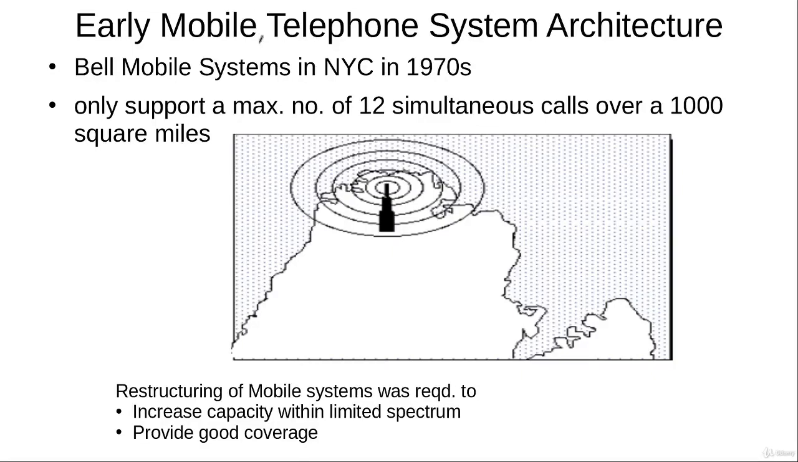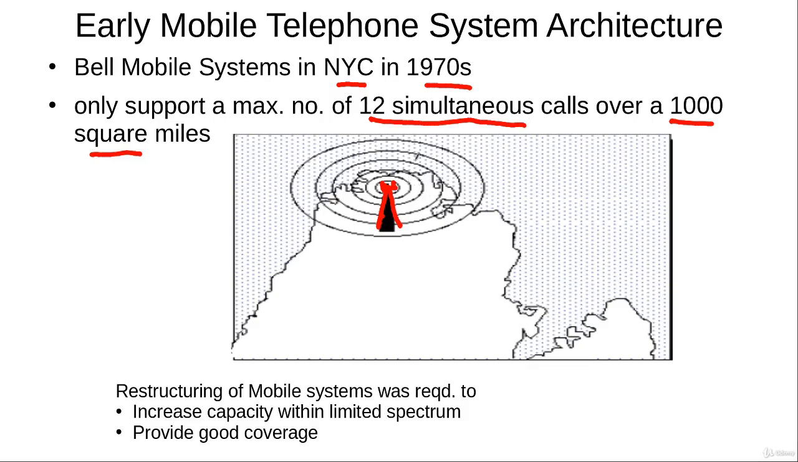One of the earlier mobile telephony systems was introduced by Bell Labs in New York City in the 1970s. In this case, there was a powerful transmitter, or a powerful base station, that had a coverage area of 1000 square miles. And this transmitter or base station supported 12 simultaneous calls within its coverage area.